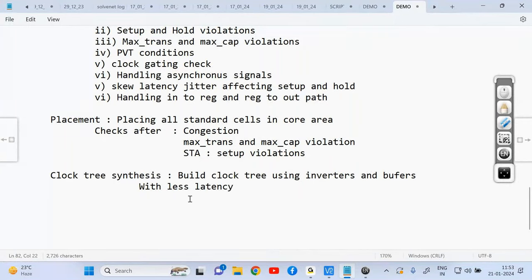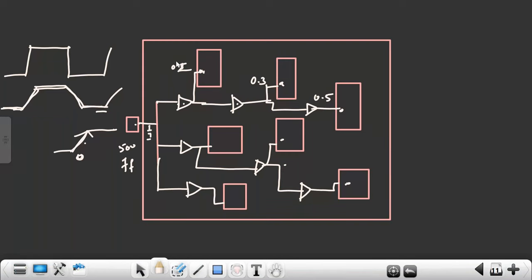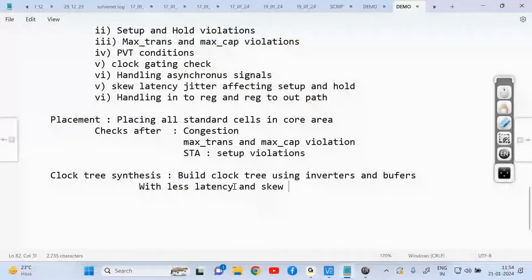And skew. So skew is nothing but the difference in clock reaching between two flip flops. So here the clock is reaching at 0.2 nanosecond. Here the clock is reaching after what time? 0.5 nanosecond. What is the difference? 0.5 minus 0.2. What is the time difference? 0.3 nanosecond. So the time difference in clock reaching two different flip flops, that is called as what? Skew. The time difference in clock reaching two different flip flops should not be very huge. That should be very less. So I should build the clock tree with less latency and less skew.